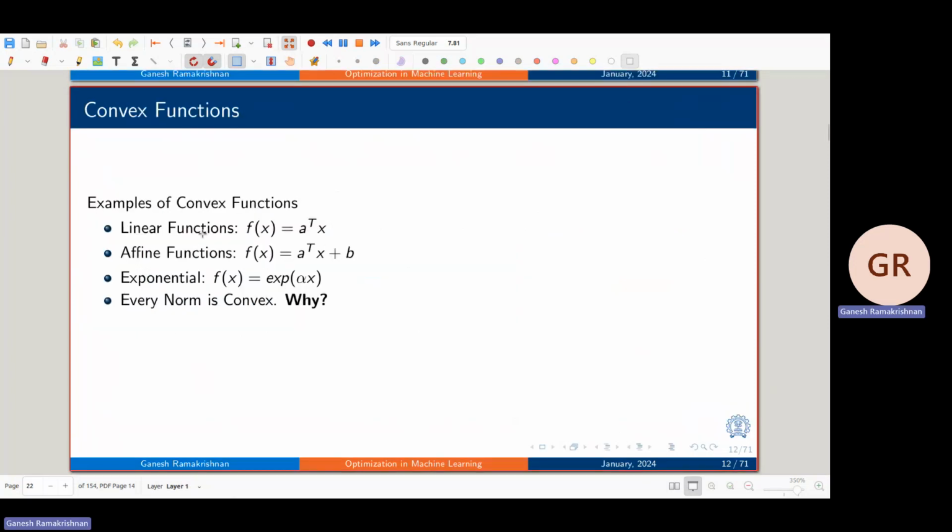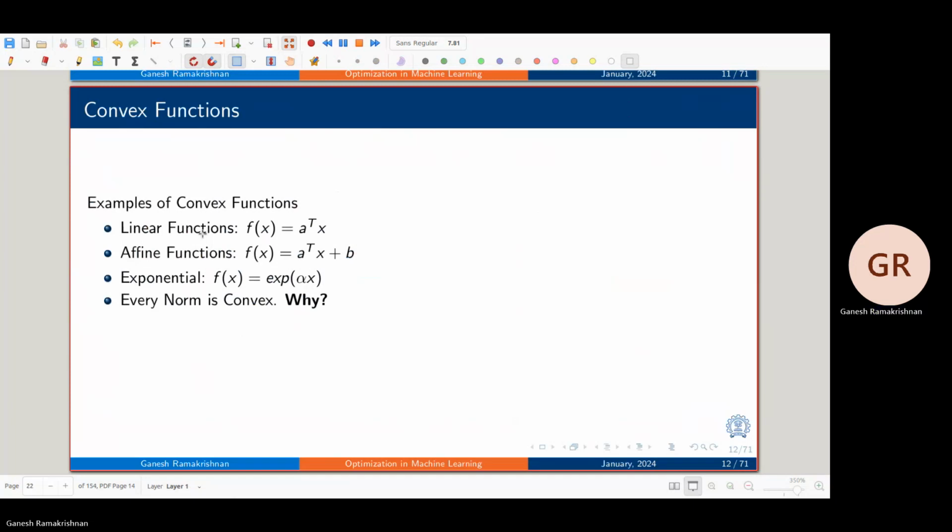So now more examples. Examples of convex functions. Linear functions are convex: A transpose x. Very simple. You substitute. All of this by first principles. Why is A transpose x convex? Well, A transpose of lambda x plus 1 minus lambda y is less than or equal to lambda A transpose x plus 1 minus lambda A transpose y. Very simple. It's equality. Affine functions: I put a b there. A transpose x plus b will still hold.